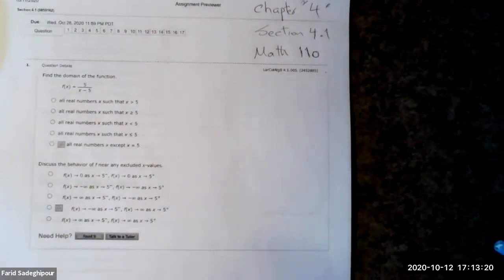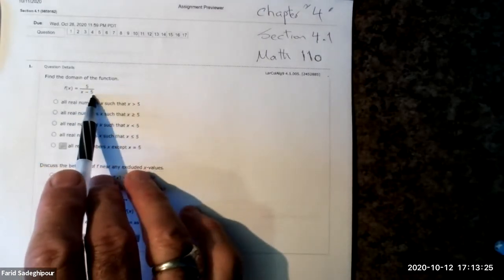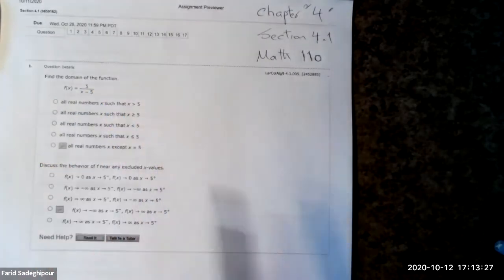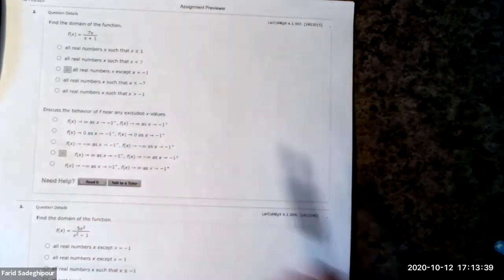All right. So now examples. Find the domain. Domain is all the numbers. What number would make the denominator 0? 5. So the domain is all the numbers except that. What number makes the denominator 0? -1. You don't want to put -1 here. So the domain is all the numbers except -1.